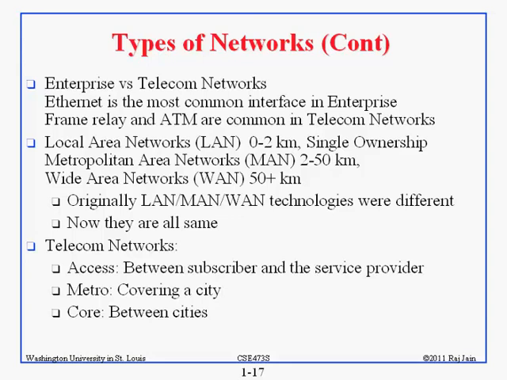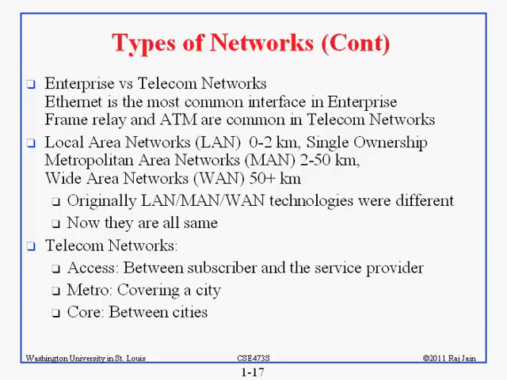So the networks are different. Ethernet is used mostly in enterprise. Frame relay is used mostly in telecom. So there are some protocols which are different. Now you don't know what frame relay is, so it doesn't really matter. But the idea is that the telecom companies have some protocols that are not used in the enterprise, and the enterprise has some protocols that are not used in the telecom.